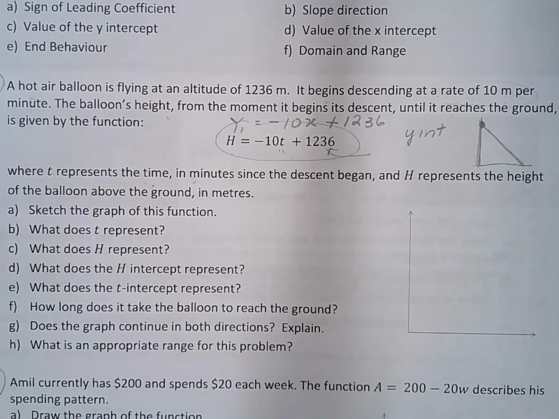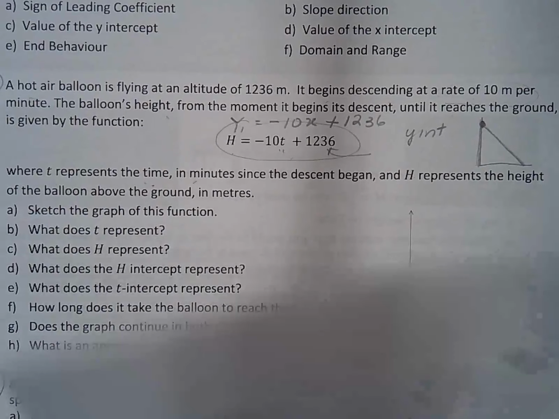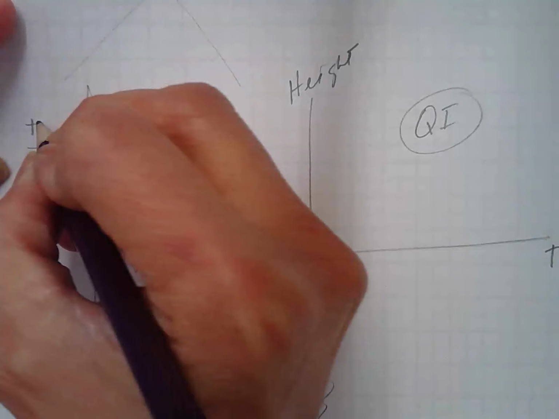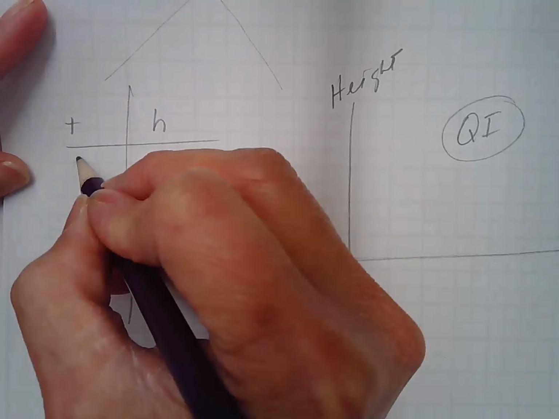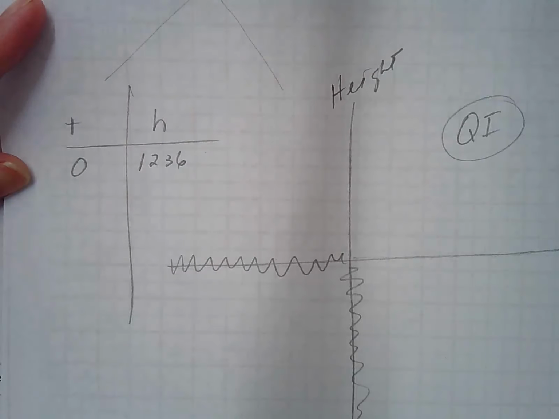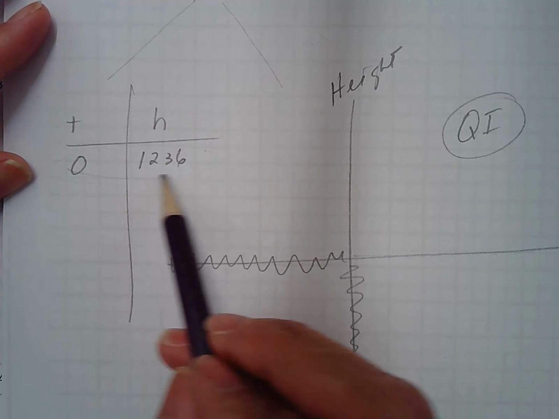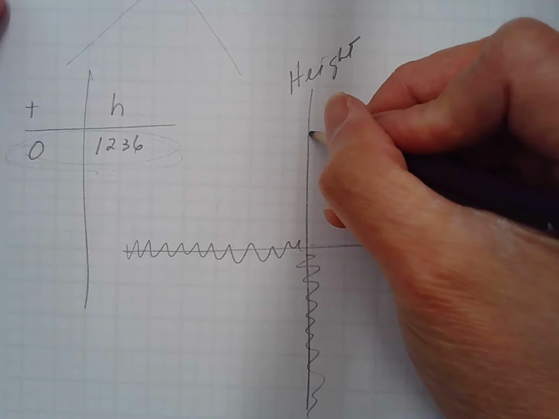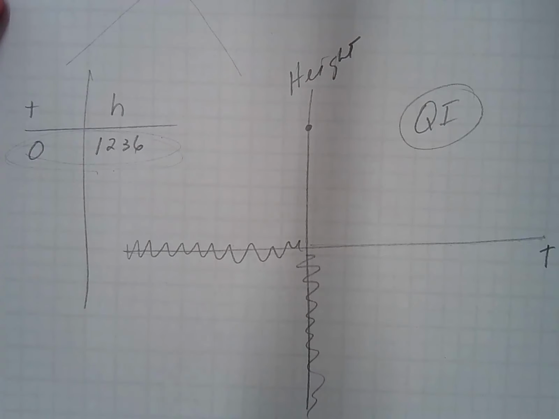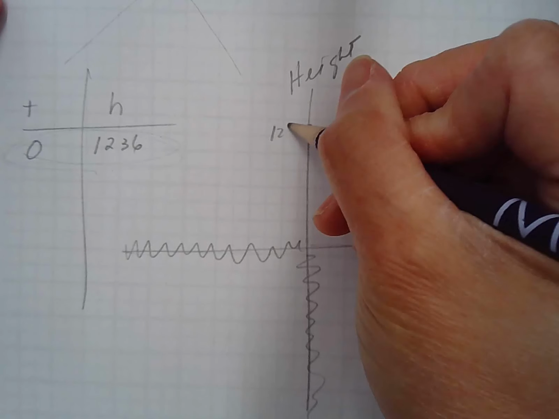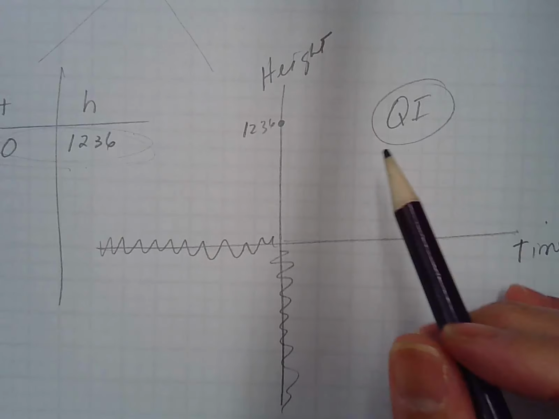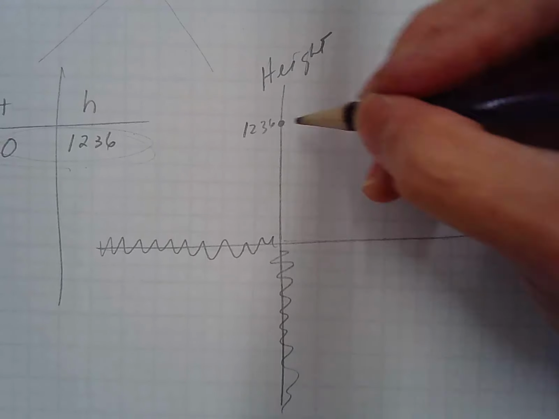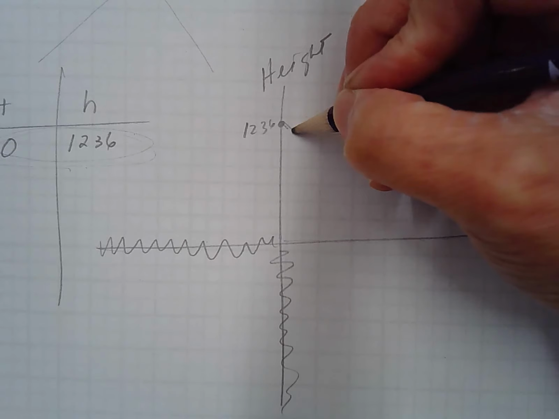Okay. So if you take a look at that, I'm going back and forth in here. Time, height. So 0 minutes is 1236. So that actually is our starting point. Okay, 1236. So it would be over here, 1236. Now, that's where the y-intercept is. It's going to keep going down, down, down, down, down.